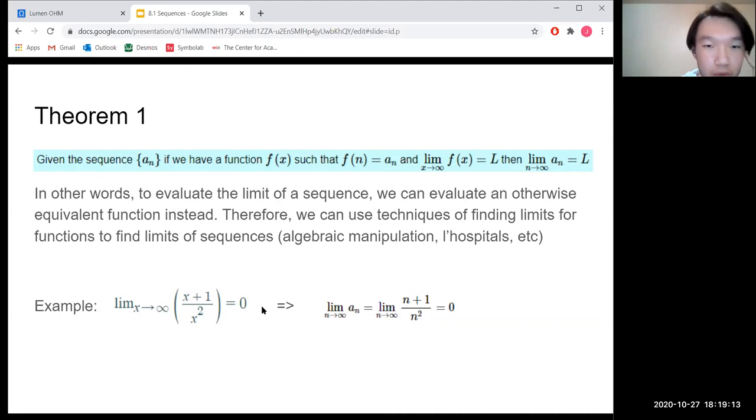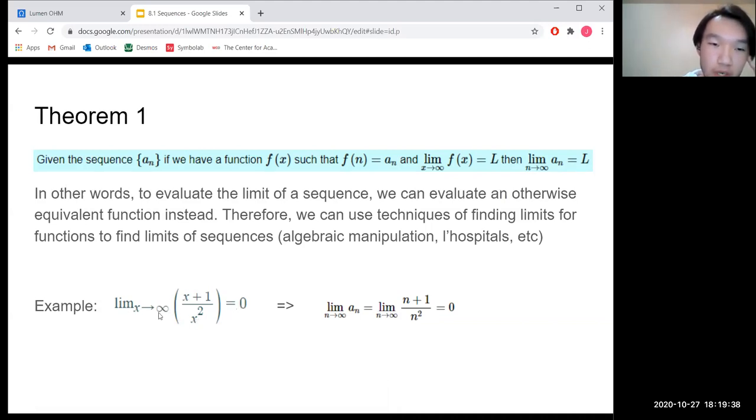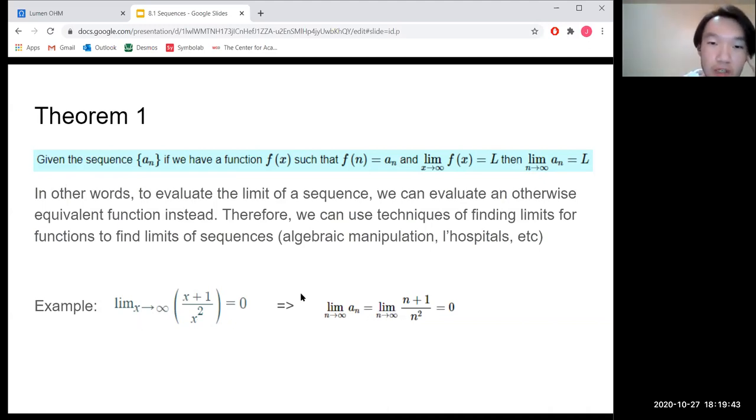Here we have an example. The sequence we looked at earlier was n plus 1 over n squared, and we figured out that it went to 0 as a limit. But if you look at the equivalent function on the left side, that would be x plus 1 over x squared, and that function actually goes to 0 as well as x goes to infinity. So instead of finding the limit of a sequence, we can just find the limit of the function and say that's the answer. Okay.